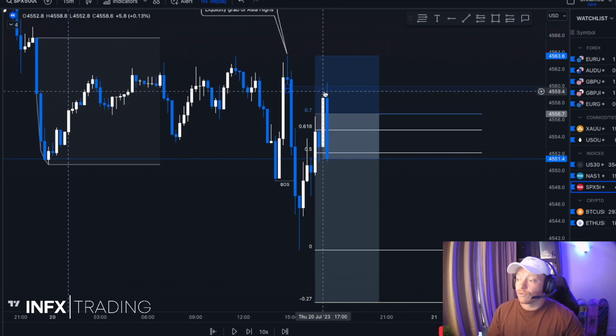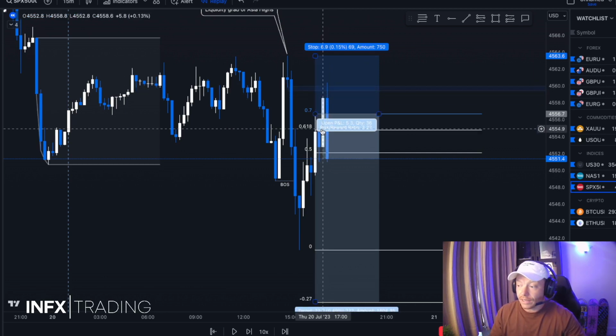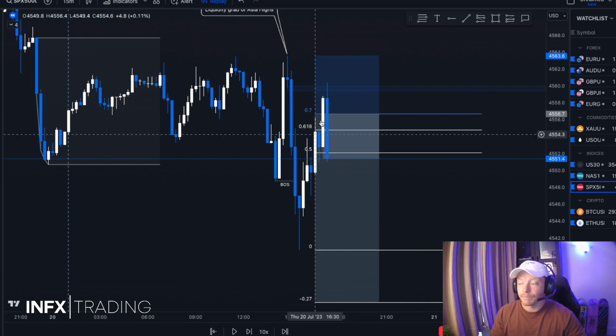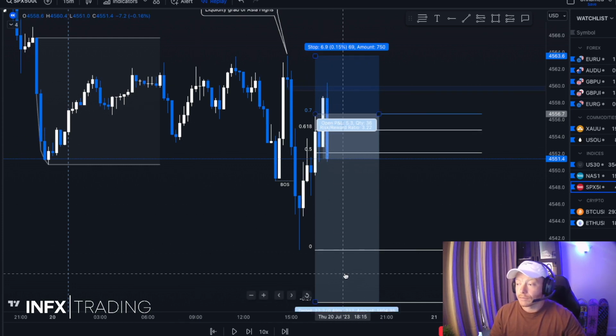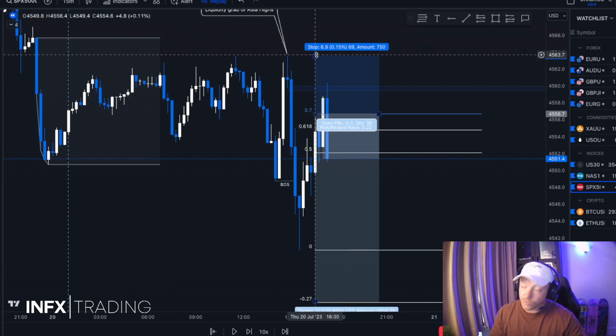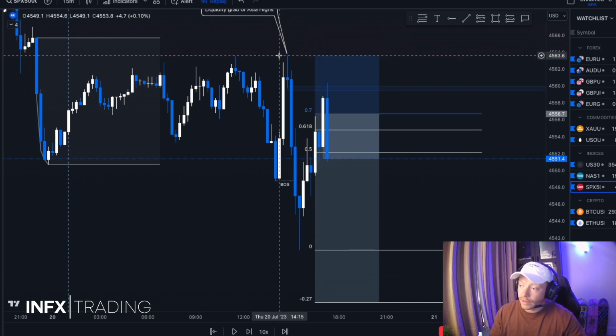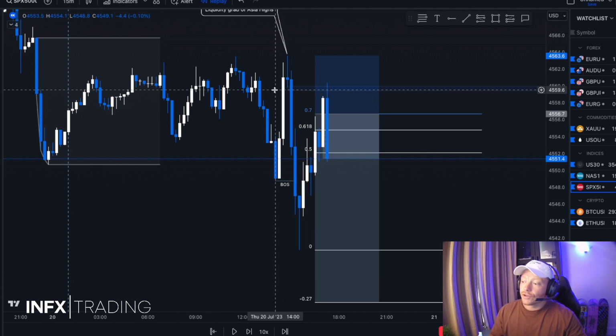Now, what you could be looking for here is an entry off the 618, and sometimes price does just fall straight from the 618, or it pushes up a little bit and then comes back down, hence why we have our stop loss at the very top of the high. Okay, so you can have two choices there.